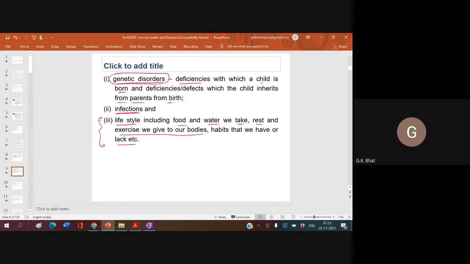The lifestyle, including food and water we take, and we have the habit of eating whatever is available, wherever available. Is it correct on our part to eat the food items which are kept on the roadside, open, without any coverage, and enjoy eating such food?